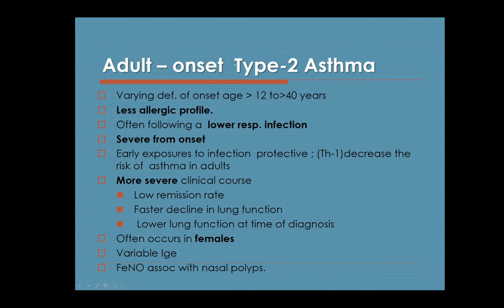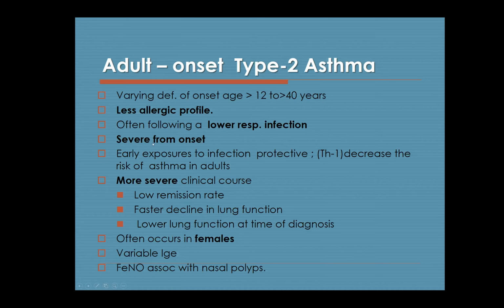But patients who have adult onset type 2 asthma are less allergic. The presentation is also often following a lower respiratory infection. And you see this in your adult patients who come in with a viral infection, they're wheezing to beat the band. And then every time they get a respiratory infection, they wind up with an asthmatic reaction. And they may go on to develop severe asthma. The adult onset asthma usually is severe from the start.